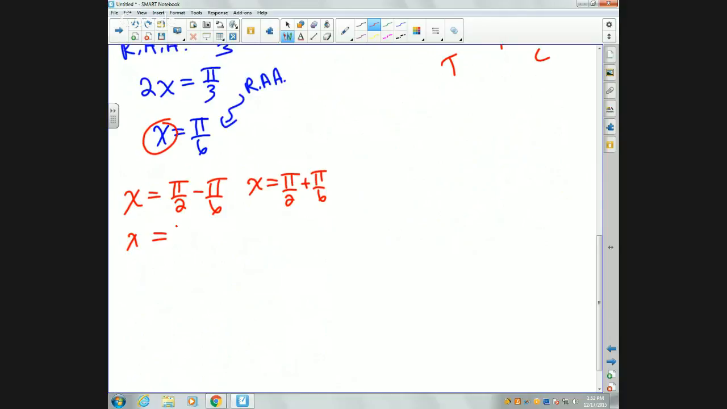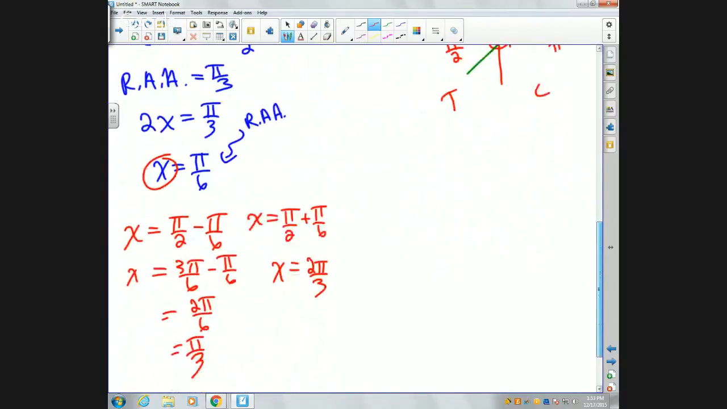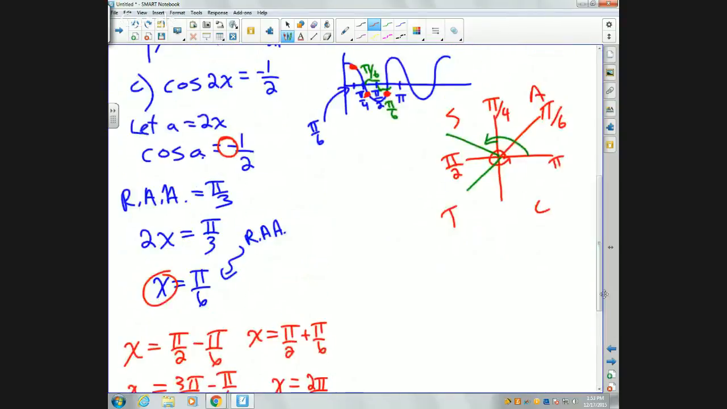Well, sorry, let's finish this off. This is 3 pi over 6 minus 1 pi over 6, which is 2 pi over 6, which is the same as pi over 3. And then we can do the same thing here. I'll save us a little bit of time here, and we get 2 pi over 3. So we just found these 2 points right here. Pi over 3 and 2 pi over 3. So that's here and here. We need to find these other ones. How do we find those other ones?